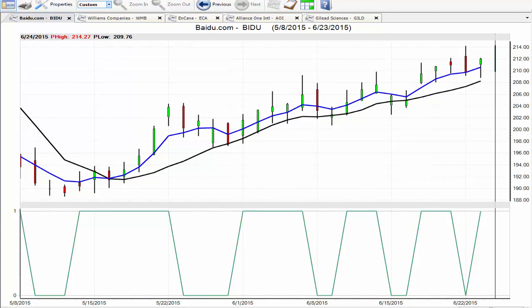We're looking at Baidu.com. A lot of people who know that stock, trade that stock, do options on that stock on a regular basis. How do you spot a trend reversal in a stock like Baidu so that you know when it's time to buy a call or when it's time to buy a put?